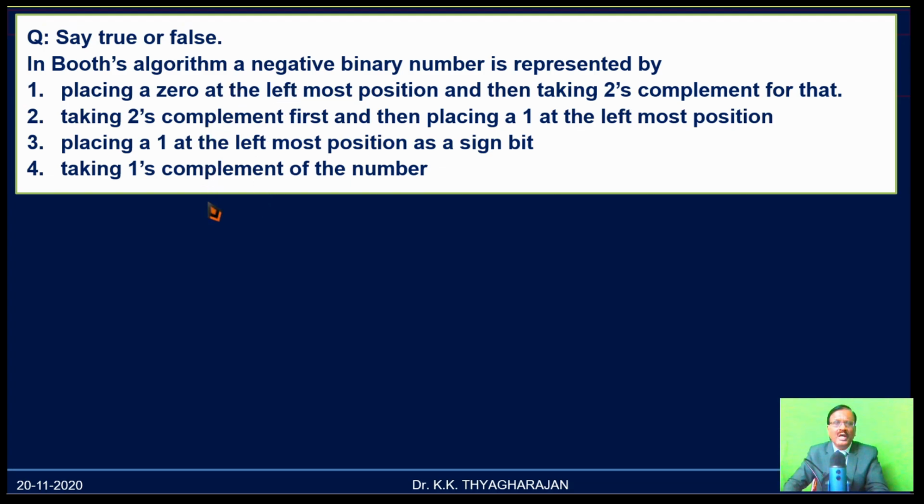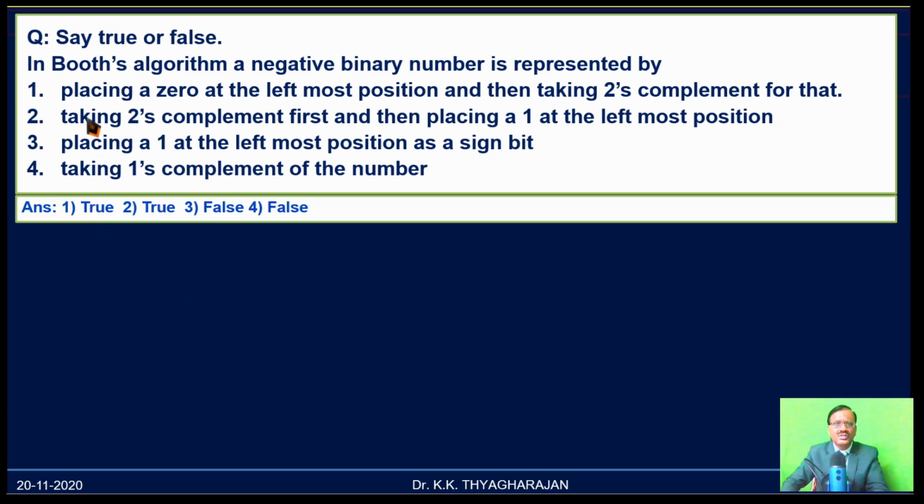Here, first you have to understand the question. We are using Booth's algorithm and we want to represent a negative binary number. All these four methods are used to represent negative binary numbers, but in Booth's algorithm, only 2's complement is used to represent a negative binary number. The other two methods are also used to represent negative binary numbers, but they are not used in Booth's algorithm. So the answer is first two questions true, the next two questions false.